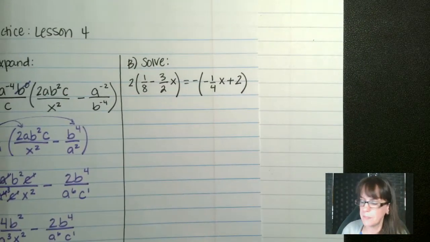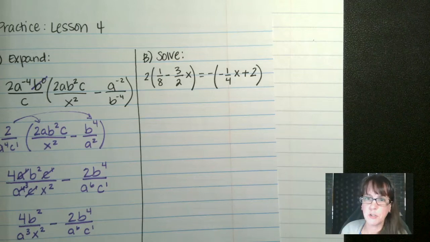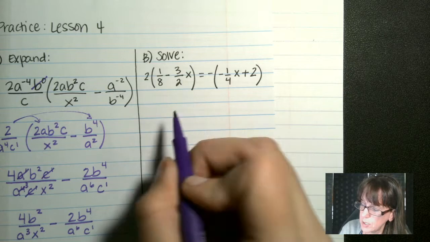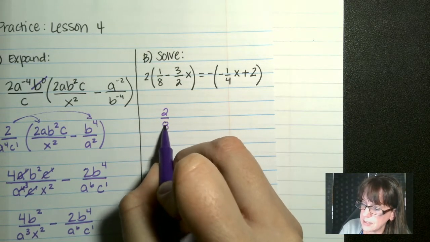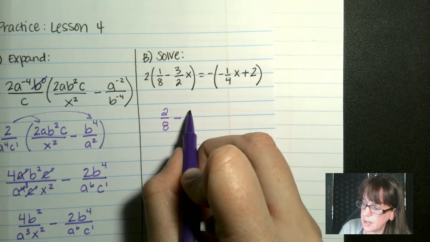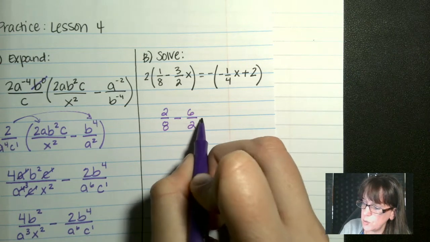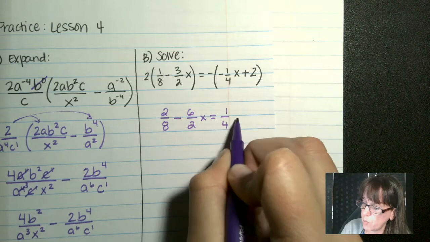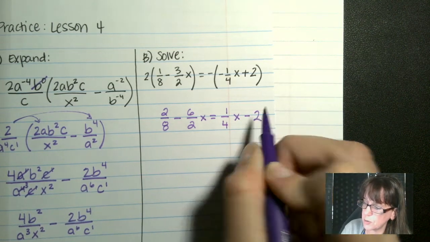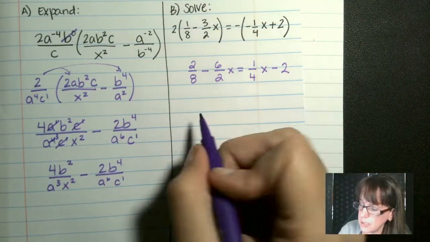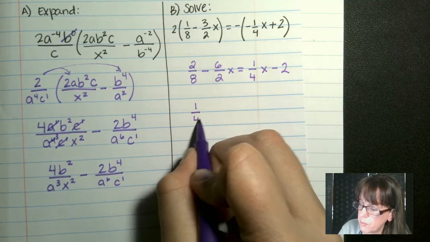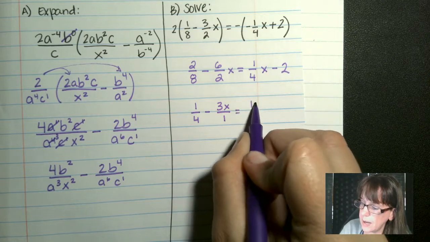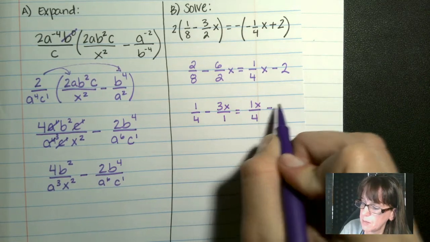All right, let's solve this guy. So before we clear our fractions, we do have to distribute. You notice I did that on the last one. So I have now 2 over 8 minus 6 over 2x equals negative, so that's going to be positive 1 over 4x minus 2. Now, I can do some reducing here. I've got 1 over 4 minus 3x over 1 equals 1x over 4 minus 2 over 1.